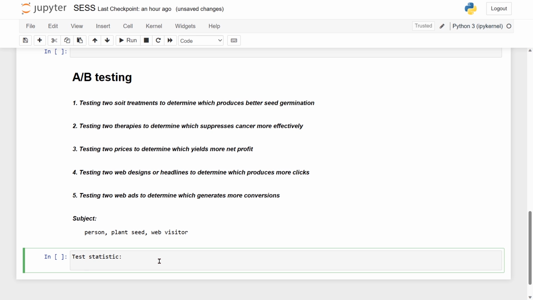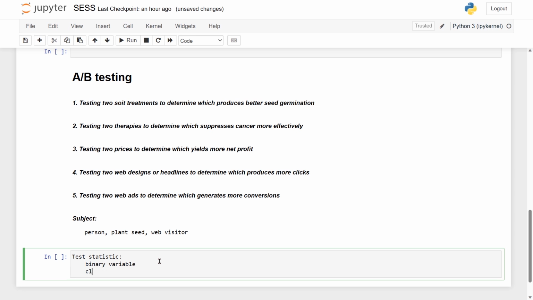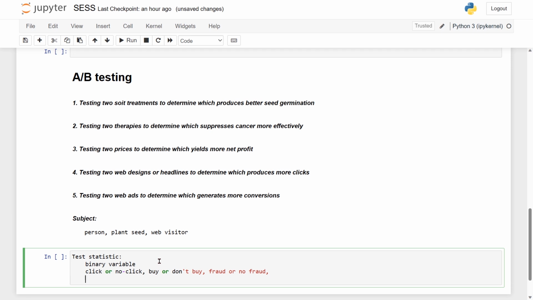So for example, perhaps the most common metric in data science is a binary variable. So click or no click, buy or don't buy, fraud or no fraud, and so on. So those results would be summed up in a 2 by 2 table.